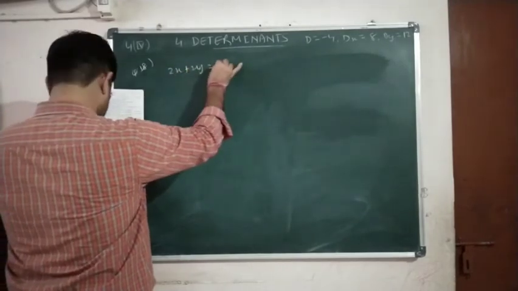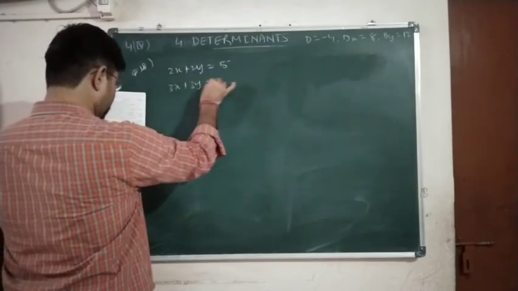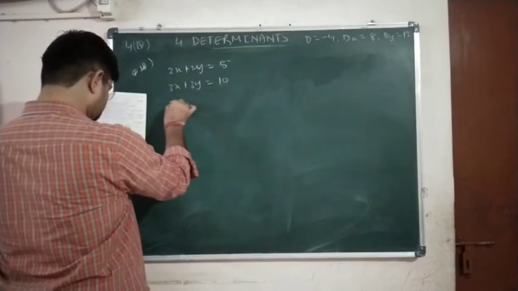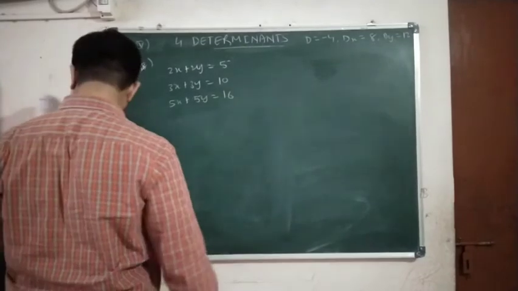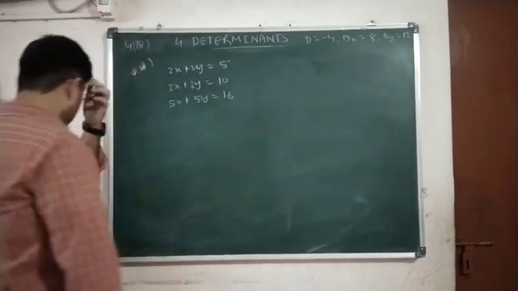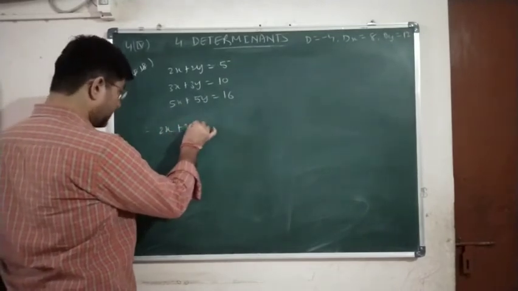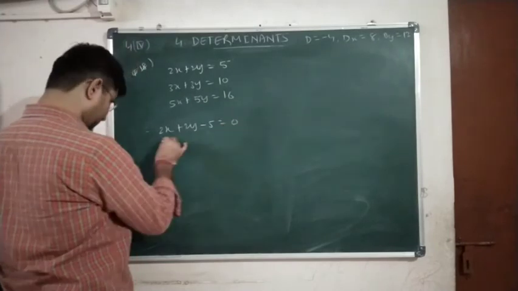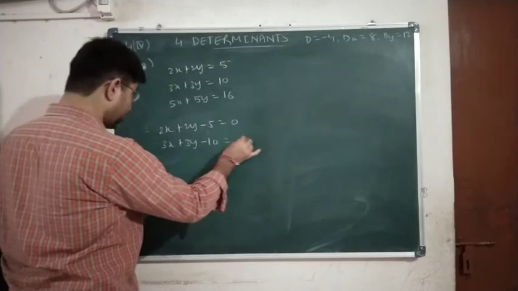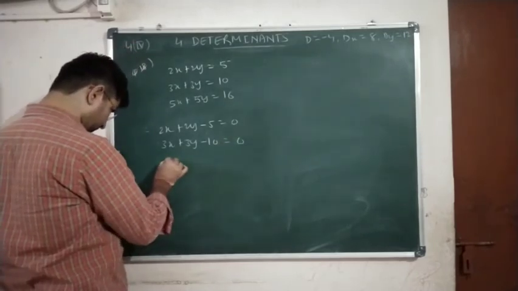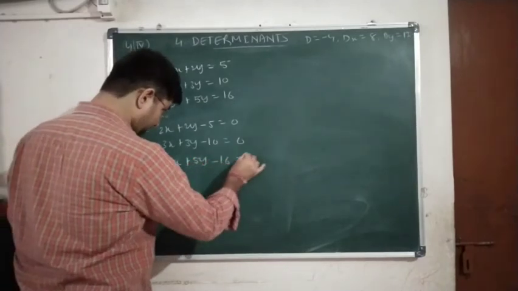2x plus 2y is equal to 5. 3x plus 3y equals 10. And 5x plus 5y equals 16. Let us write them in the standard form: 2x plus 2y minus 5 equals 0, 3x plus 3y minus 10 equals 0, and 5x plus 5y minus 16 equals 0.